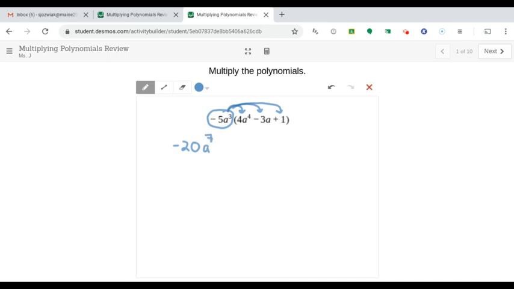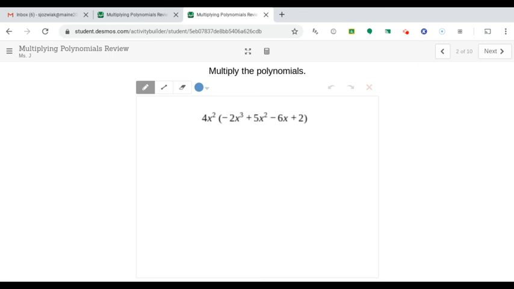And then -5 times -3 is a +15. A to the third times a, we're going to add those exponents. That's going to become a to the fourth, because remember, there's an invisible 1 right there. And then -5 times 1 is going to be -5. And the a to the third is just going to tag along because there are no variables on the 1.